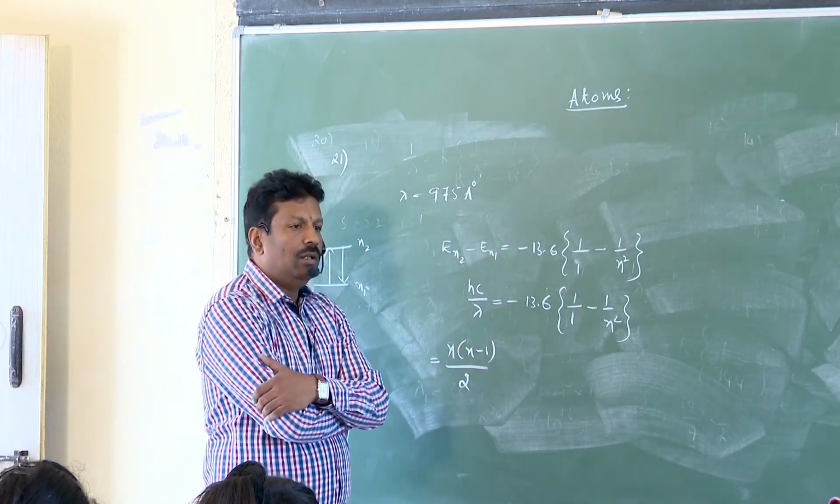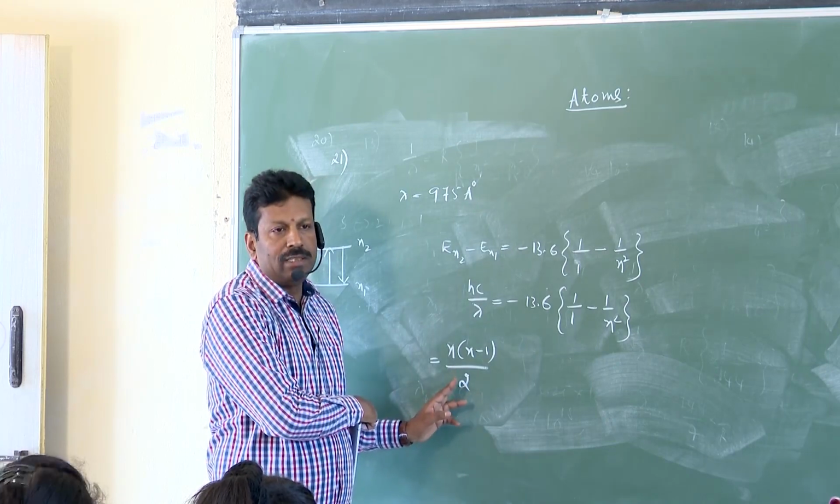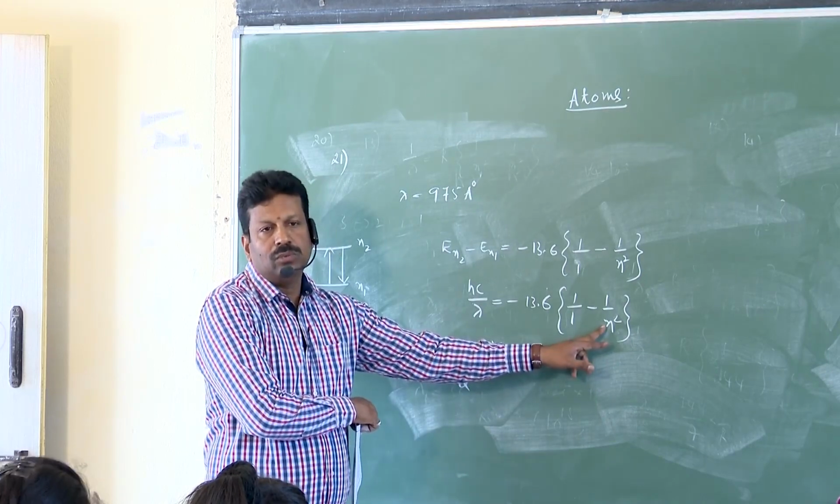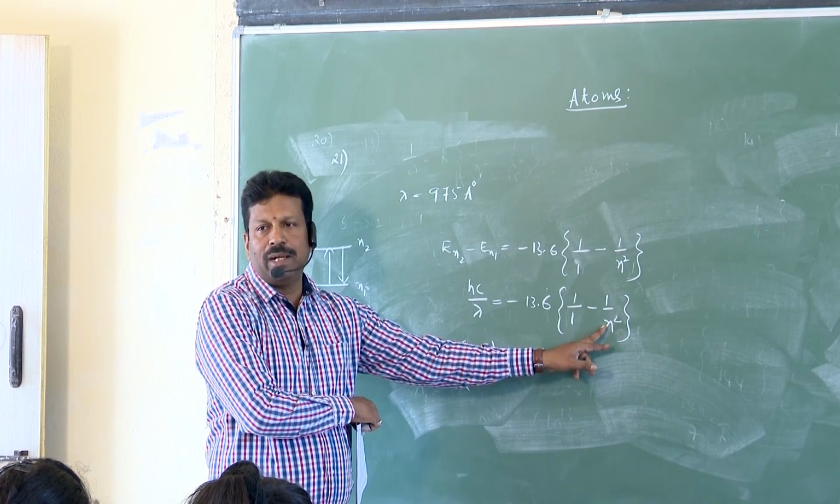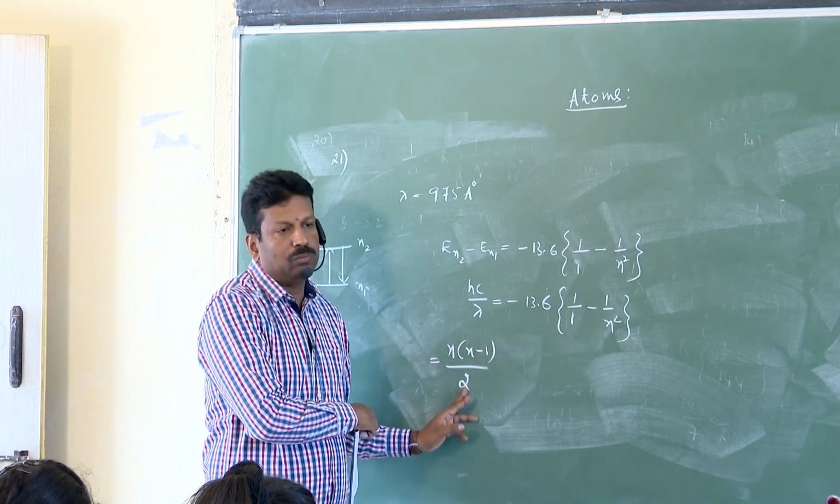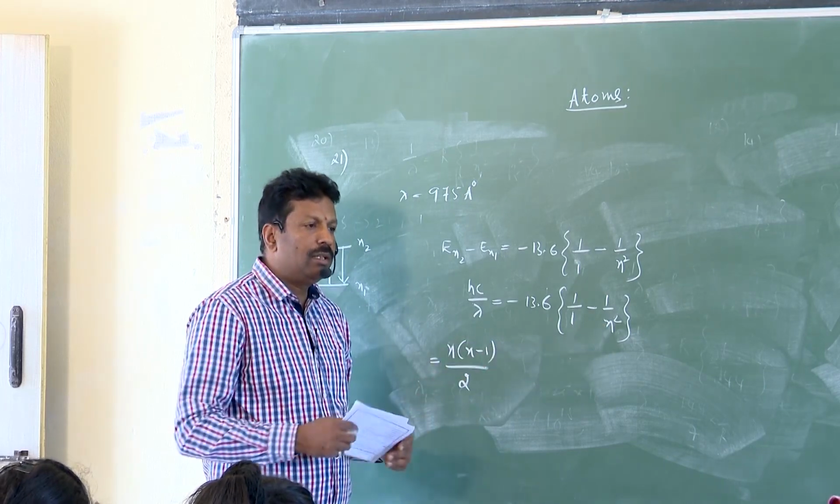So the number of spectral lines, if I know the n value, is given by n into n minus 1 by 2. Are you clear?